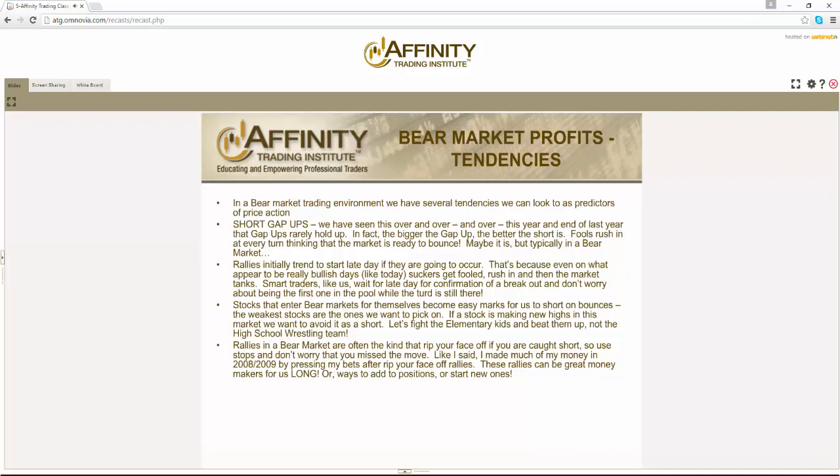Tomorrow we have big numbers coming out, right? We have the ISM. What is it? No, not the ISM. I'm sorry. The employment numbers. My God, if we gap up, it is such a short.